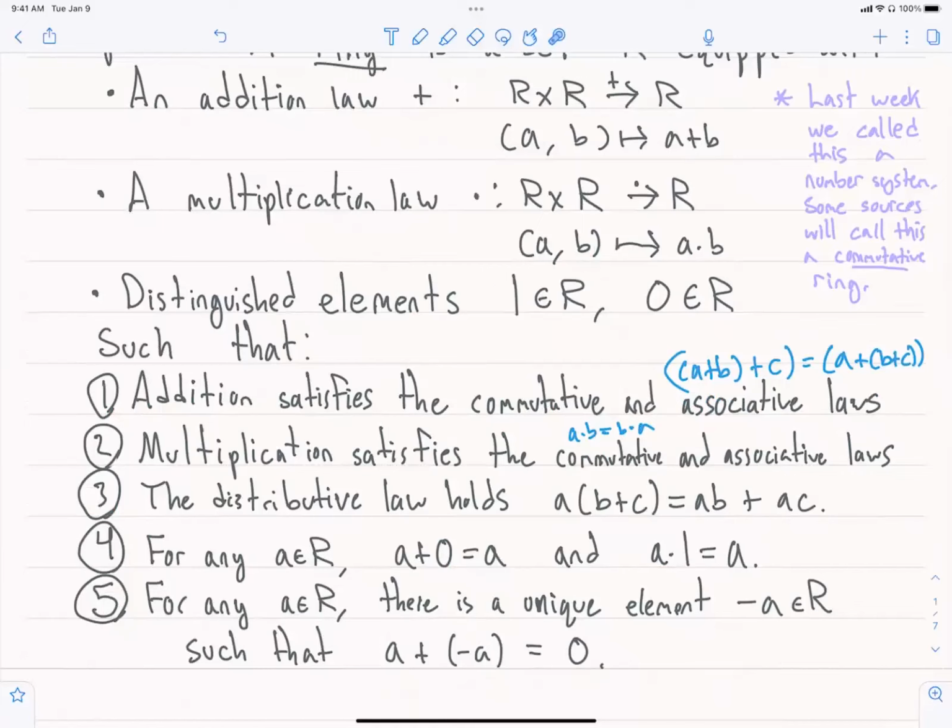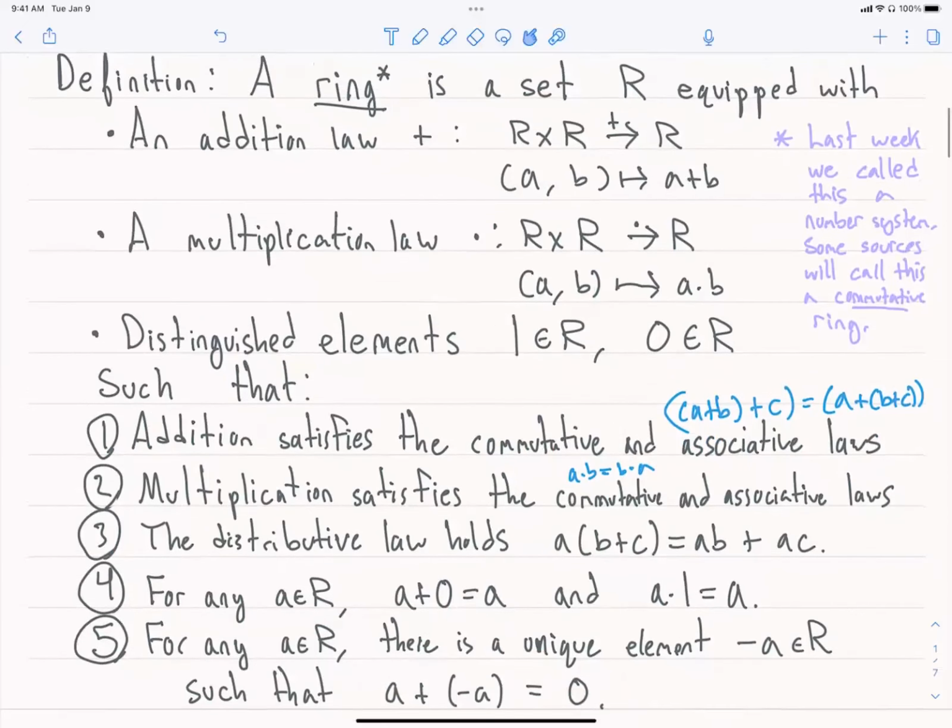And so notice, we don't have an analogous law for multiplication. If we had an analogous law for multiplication, that would sort of be saying we're allowed to divide. But we already saw in examples yesterday, like the integers, you don't always want to let yourself divide. Okay, so that's the definition of ring.